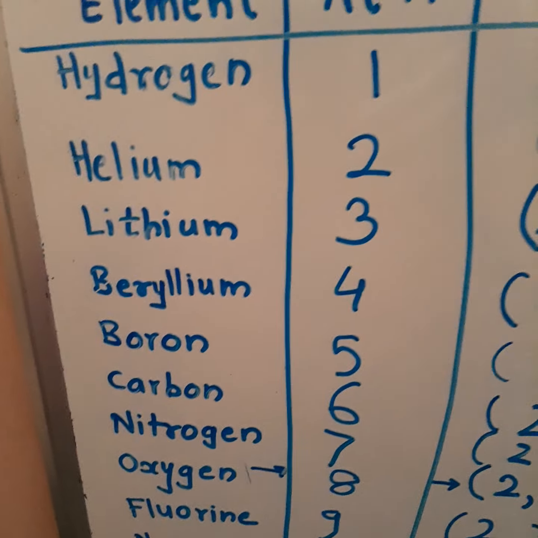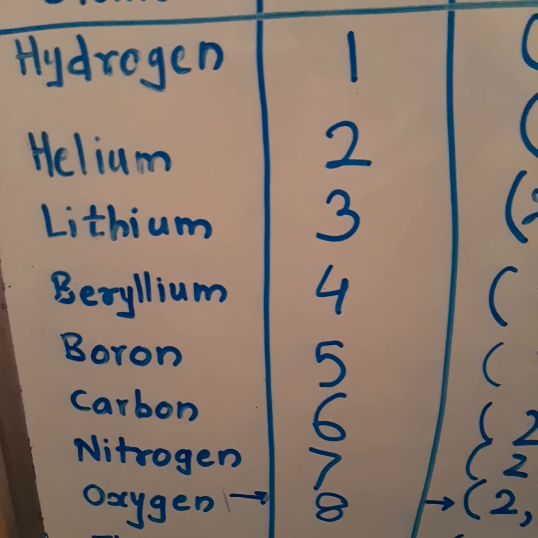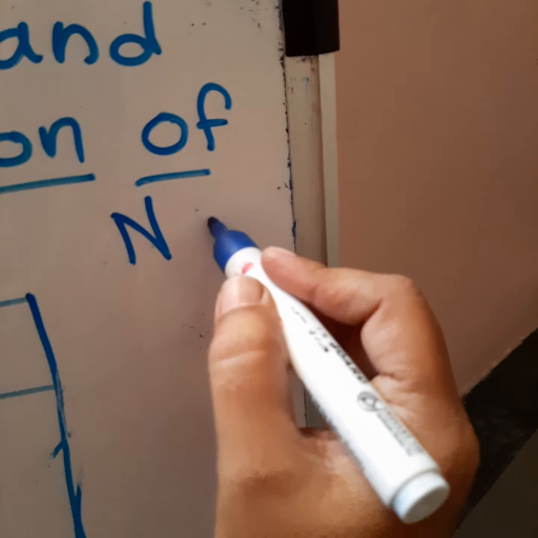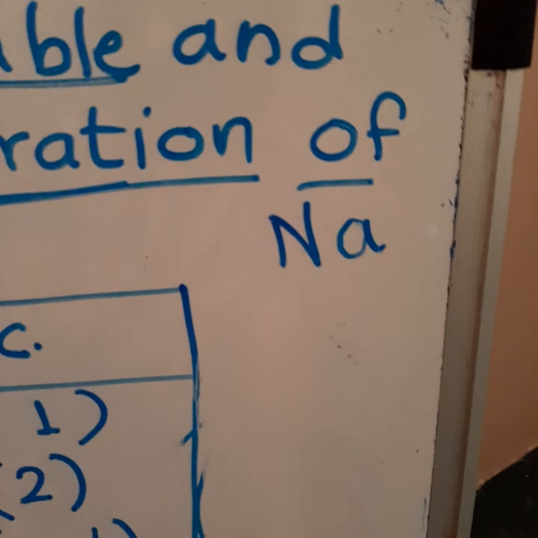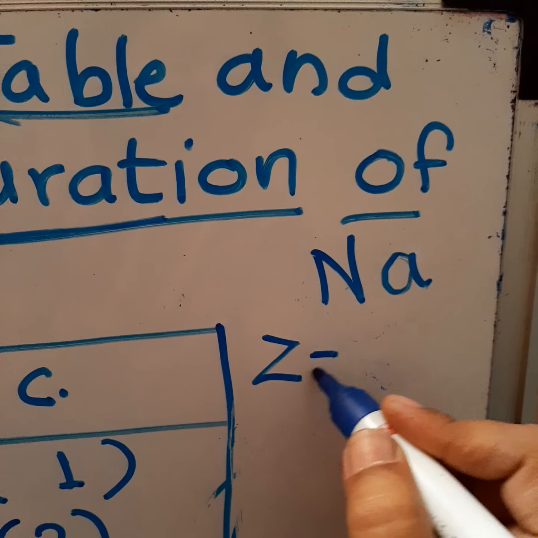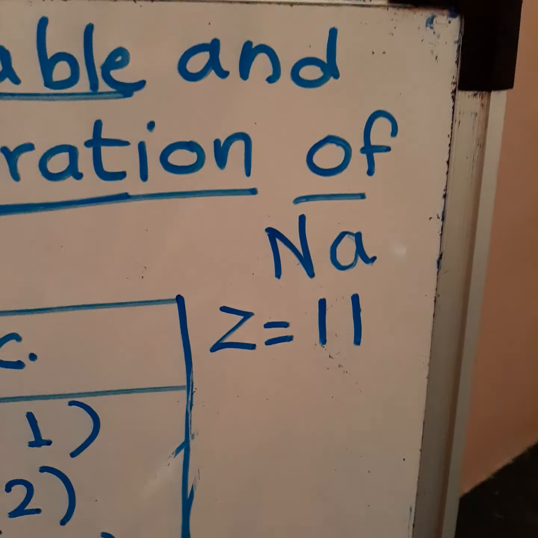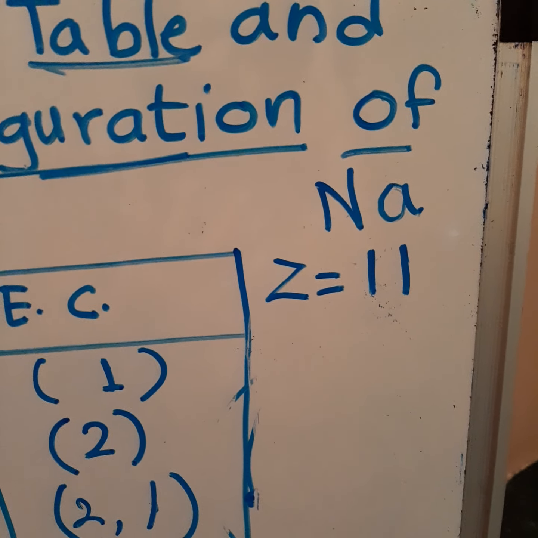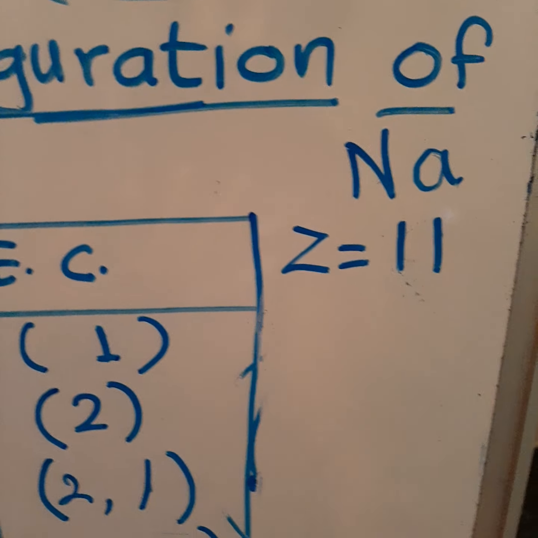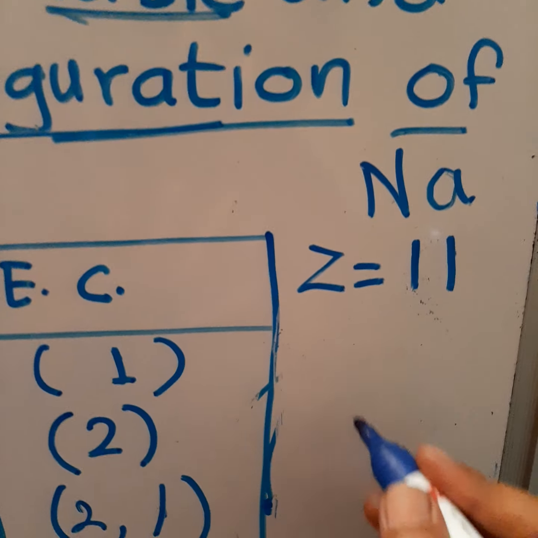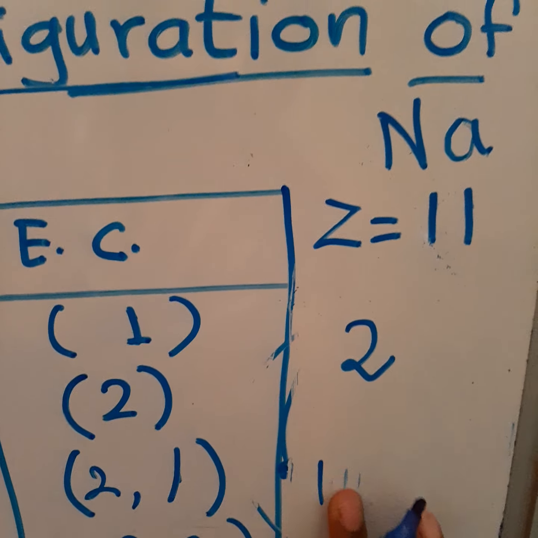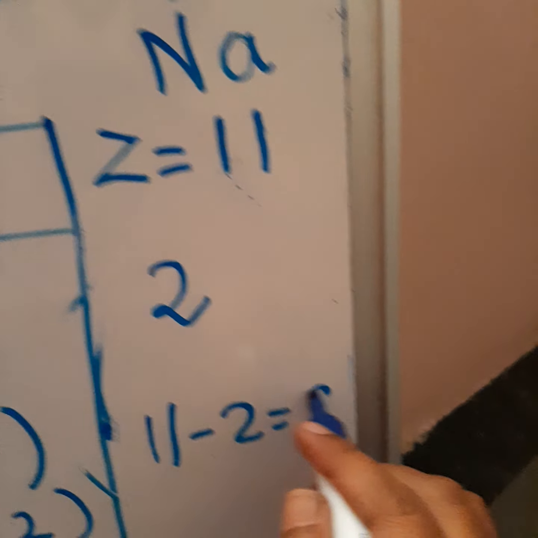Now we will consider one more example, that of sodium. The next element is sodium, and its symbol is Na. Its atomic number, which is denoted by Z, is 11. Now we have to distribute the 11 electrons in the different orbits or shells. What is the maximum capacity of the first shell? 2 electrons. So the first shell will have 2 electrons. How many electrons remain now? 11 minus 2, 9 electrons.